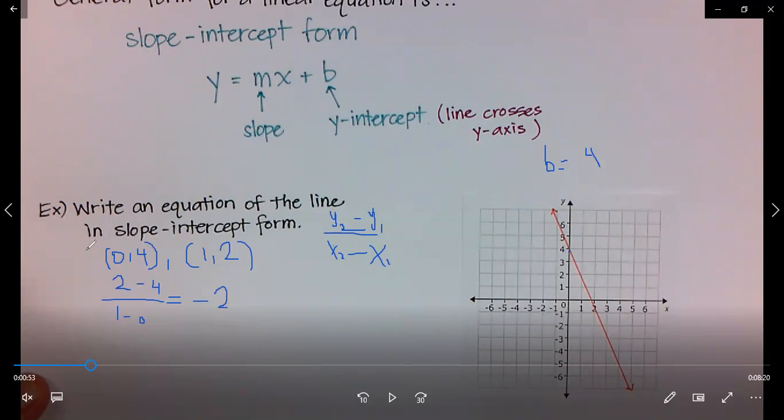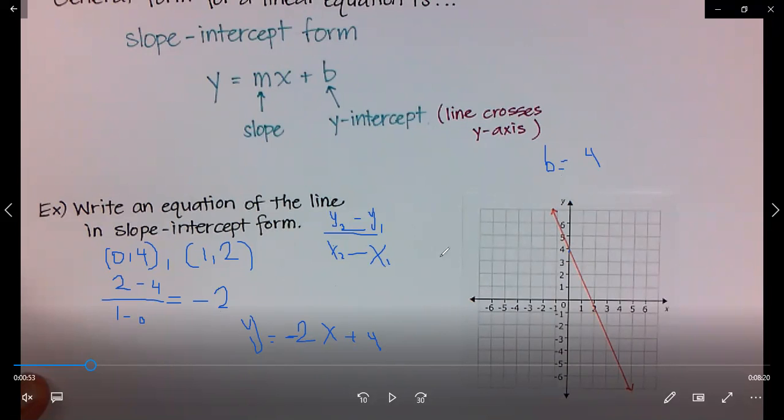So now we can find the equation. We will follow the general slope-intercept form, y equals mx plus b. The slope equals negative 2, so we substitute the value of m and the value of b: negative 2x plus b. We already found the value of b, it was 4. So the equation will be y equals negative 2x plus 4.